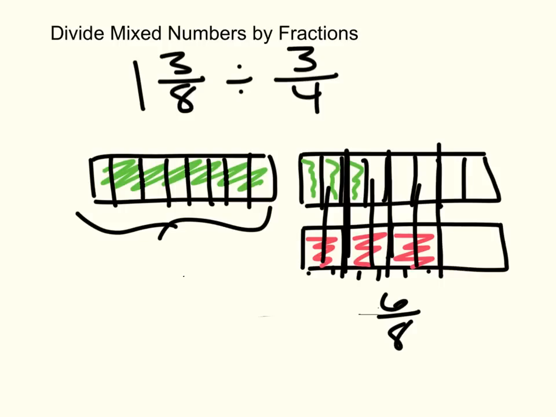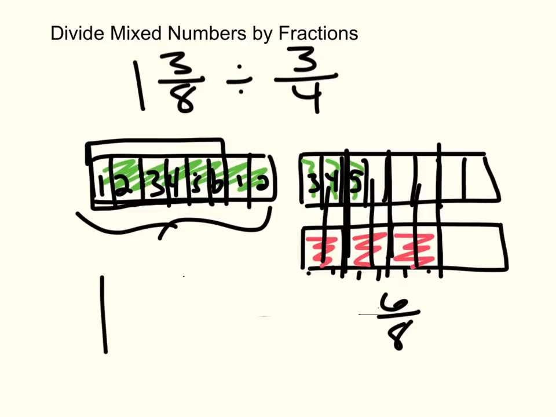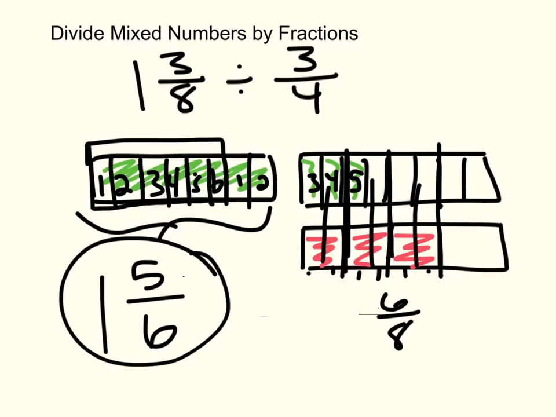Well, I have 1, 2, 3, 4, 5, 6. There's one group of 6. And then I look at what I have. I have 1, 2, 3, 4, 5. I'll show my group of 6 right there. So I see I have one full group, and I have 5 towards the next group of 6. So I end up with 1 and 5/6.